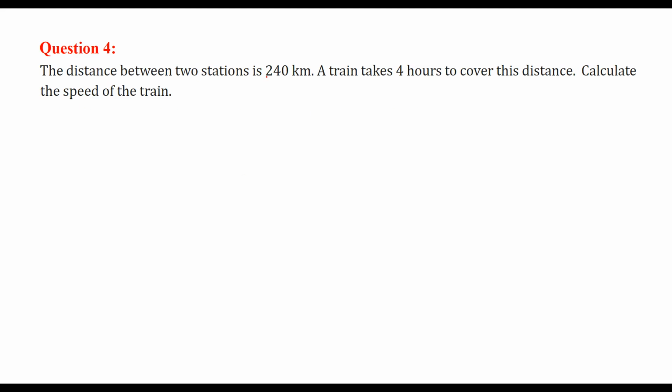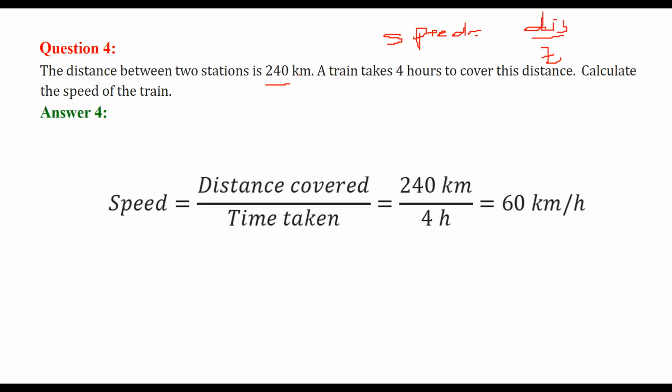The distance between two stations is 240 kilometers. A train takes 4 hours to cover this distance. Calculate the speed of the train. Now, one formula you have to remember always, for later classes also, later exams also. So speed is equal to distance upon time. This is very important. Distance is 240 kilometers and time is 4 hours. So it will be 240 by 4, which is 60 kilometers an hour.